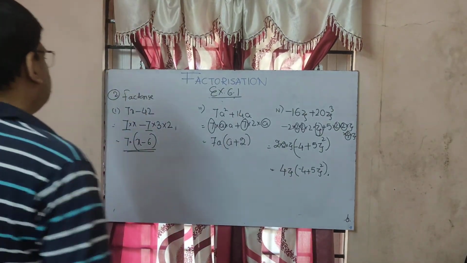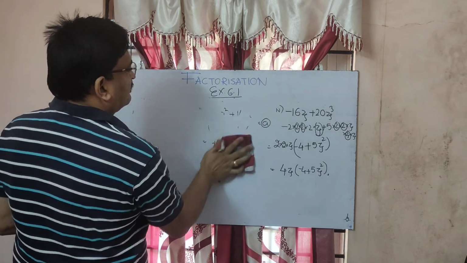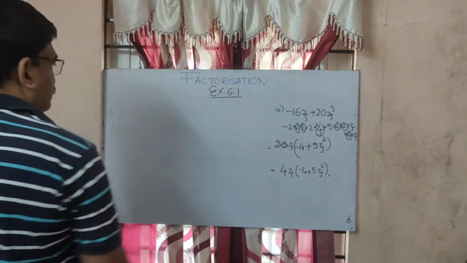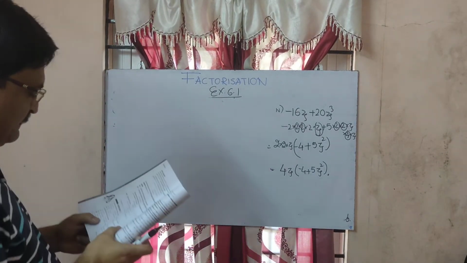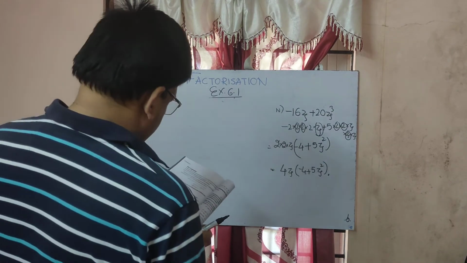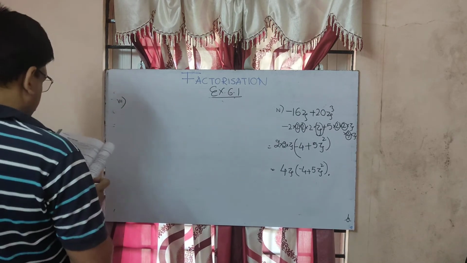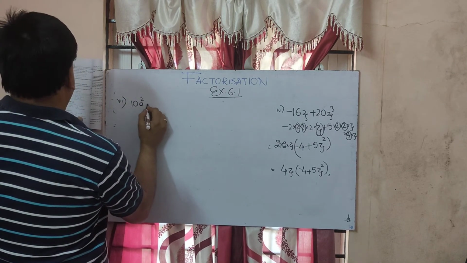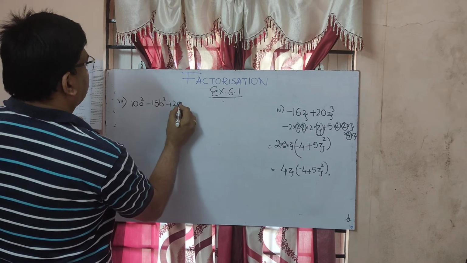Now we'll do the next one. Now we'll do the seventh one directly. 10a square minus 15b square plus 20c square.